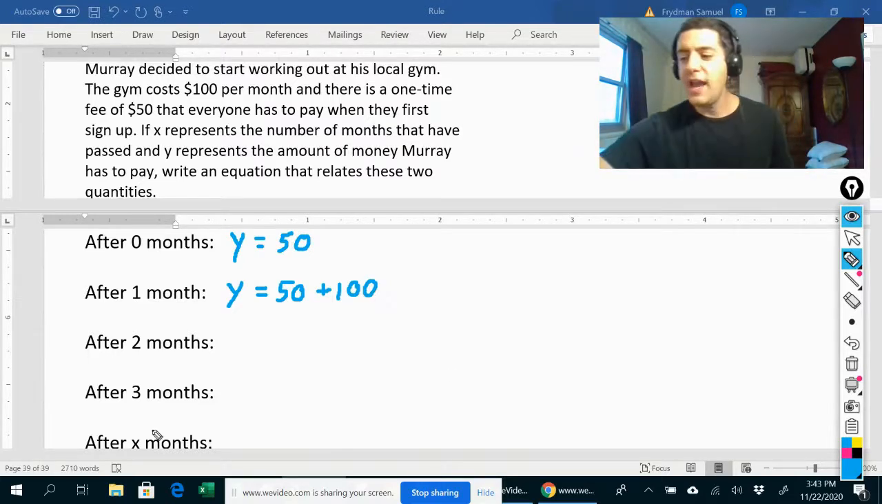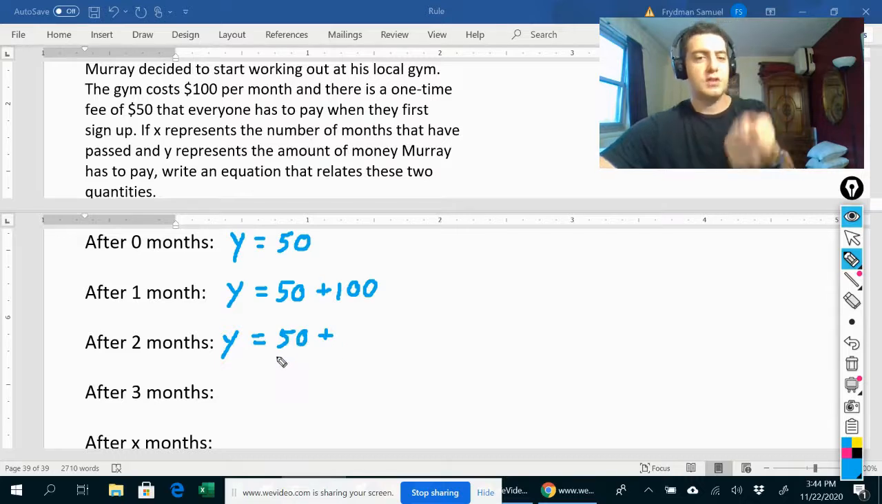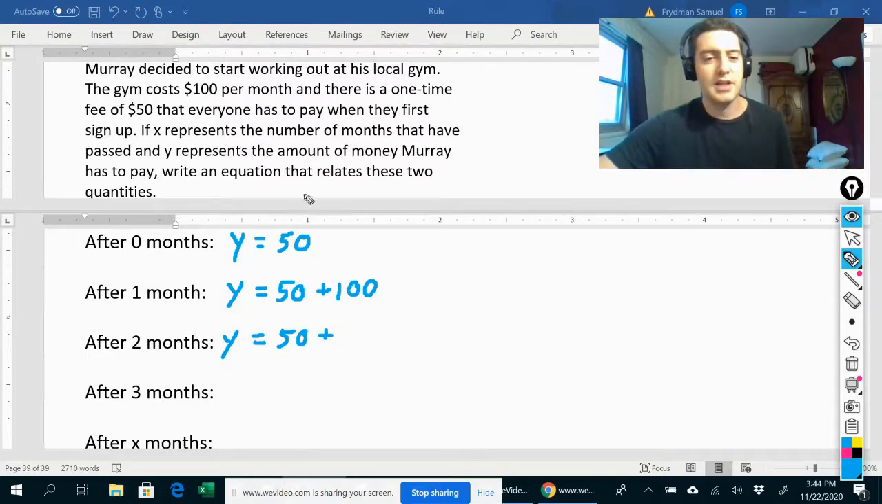After 2 months go by, then it would be 50 plus, so he's paying $50 just to sign up for the gym. He only has to pay that once. He doesn't have to pay that over and over again. But he does have to pay the $100 over and over again for each month that he stays at that gym. So after 2 months go by, he paid $100 for the first month, and then he's going to pay another $100 for the second month.